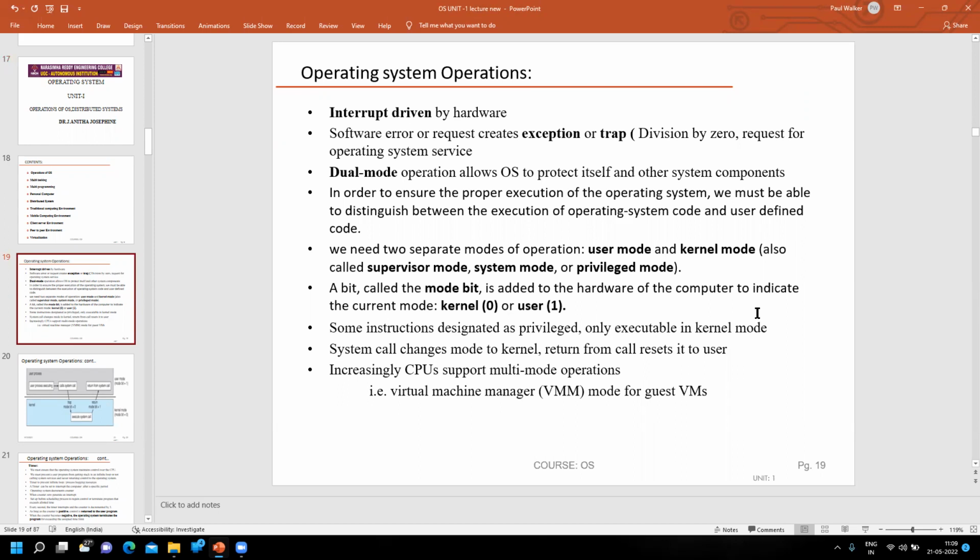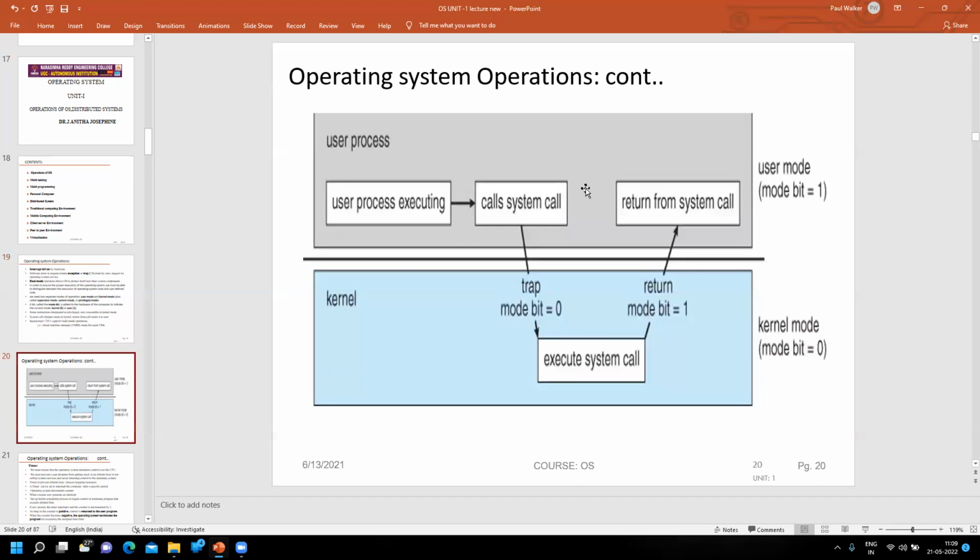A bit called the mode bit is added to the hardware to indicate whether the current mode is kernel mode or user mode. Kernel mode is indicated as 0, and user mode is indicated as 1. Sometimes a software error or request creates what is called an exception or a trap. This can be explained with the help of a diagram.